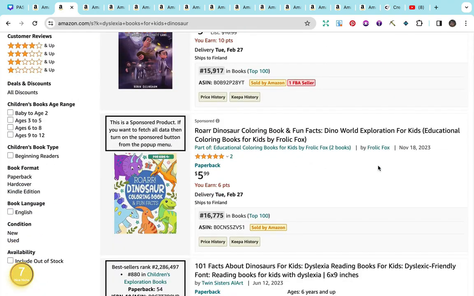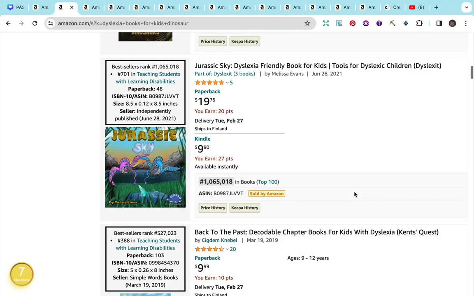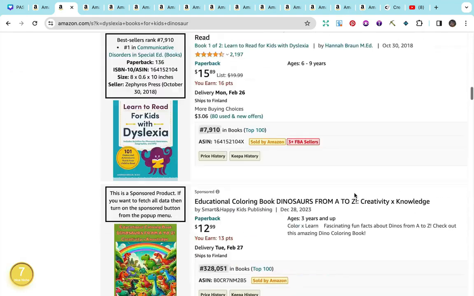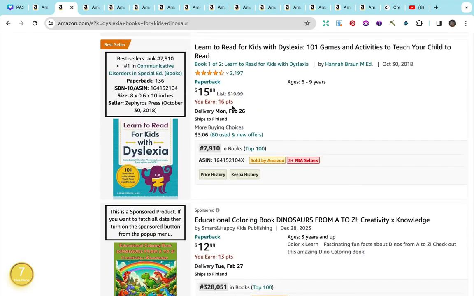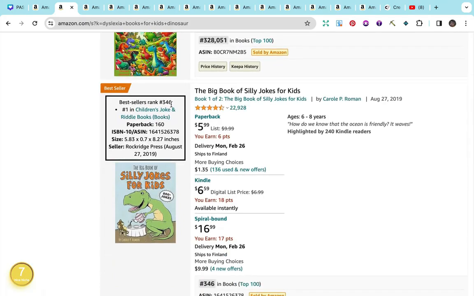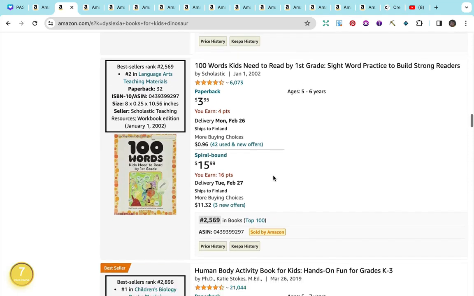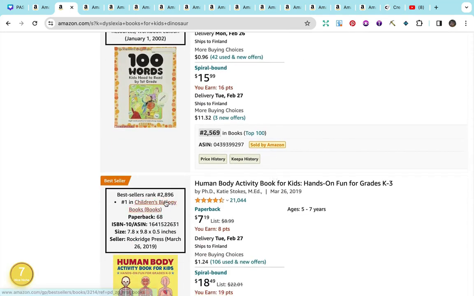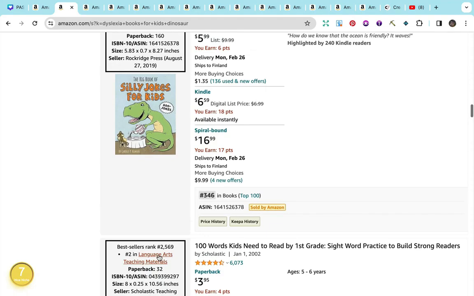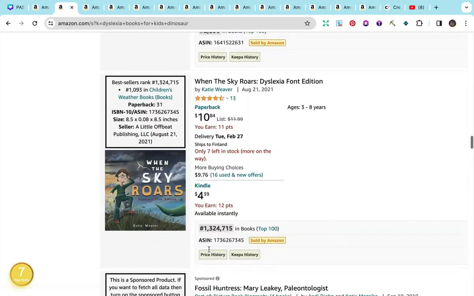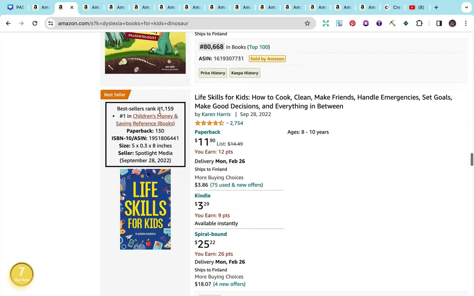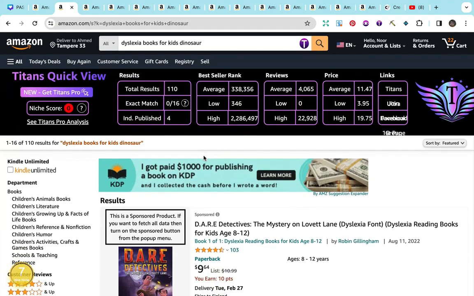And also scrolling down here, we have a couple of really good books as well that are ranking quite well. This one's sitting at 7,900. This one's at 346. Now bear in mind, although it's not connected specifically to dyslexia, it's about dinosaurs and it's about maybe language and communication, it's still ranking under this wonderful keyword because they've chosen it as part of the 7 keyword slots. This one's also 2,896, 2,500 as well. We have a couple of other books, 1,159 as a bestseller under this keyword.